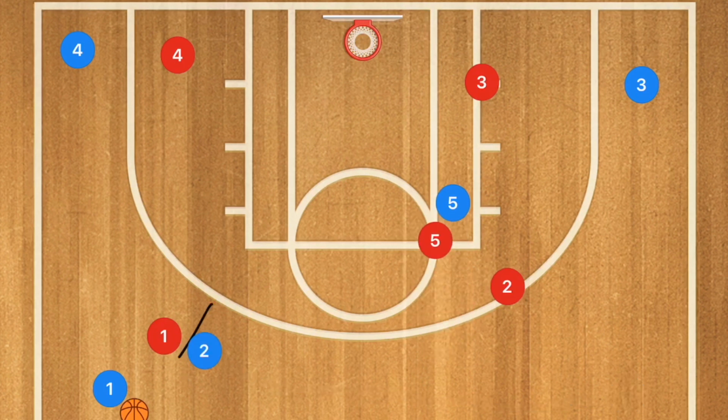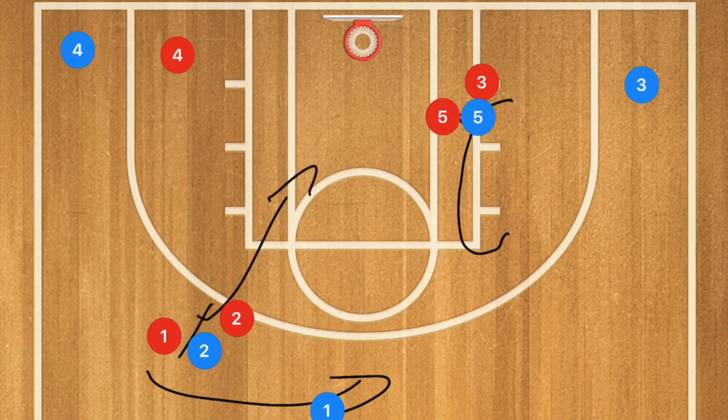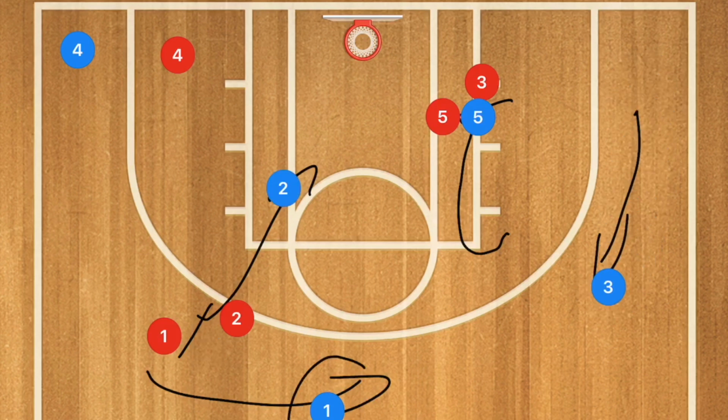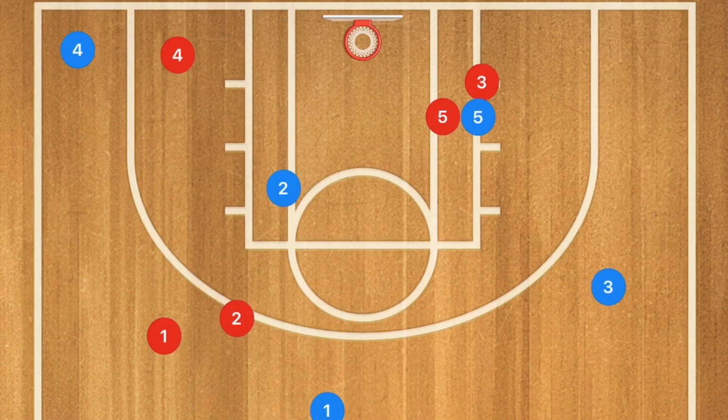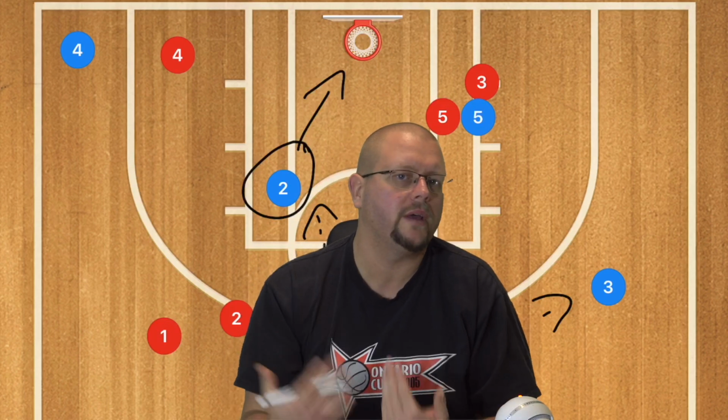Player 2 is going to use, or at least set that screen, on player 1. Player 1 is going to use that screen, and while player 5 is rolling off, he's going to set that screen for player 3. Player 2 is going to roll to the basket. Now, depending on what's happening, player 1 is going to have multiple different options. He can pass to player 3 for a 3-point shot, or he can pass down to player 2 for the layup. I hope that these plays help your team win more games.